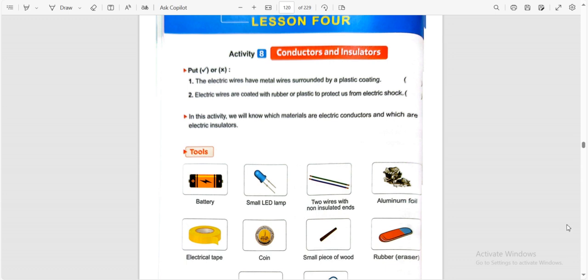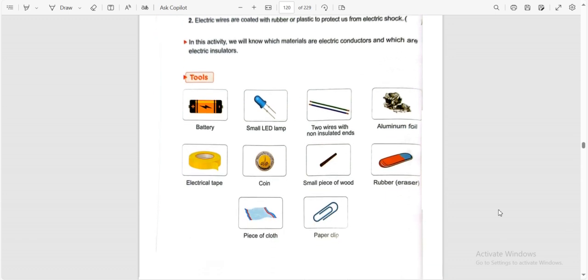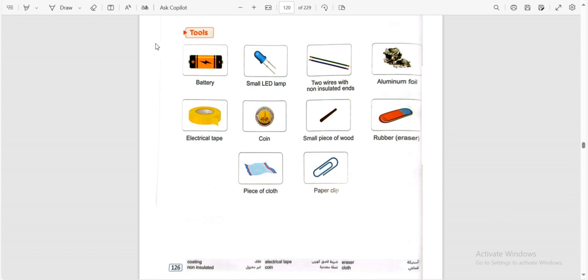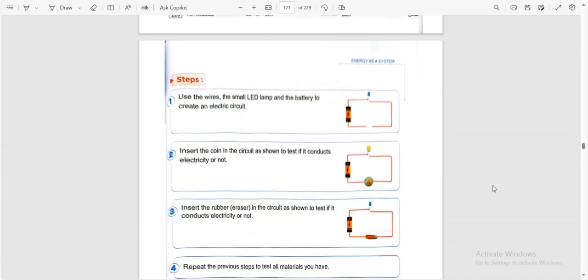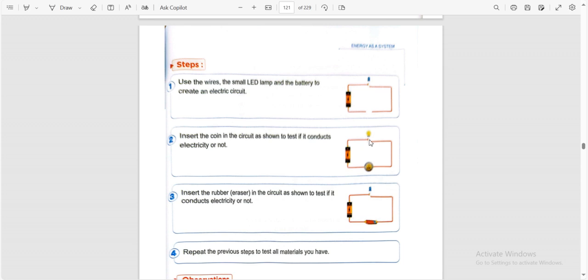In this activity, we have a few kinds of materials, such as a battery, a small LED lamp, any kind of lamp, wires, aluminum foil, electrical tape, coins, random materials. What we are going to do now is make a circuit and leave it open here. We have a battery, wires, the lamp, and this place is empty. Of course, we know that air is a bad conductor of electricity, an insulator. So electricity doesn't pass here.